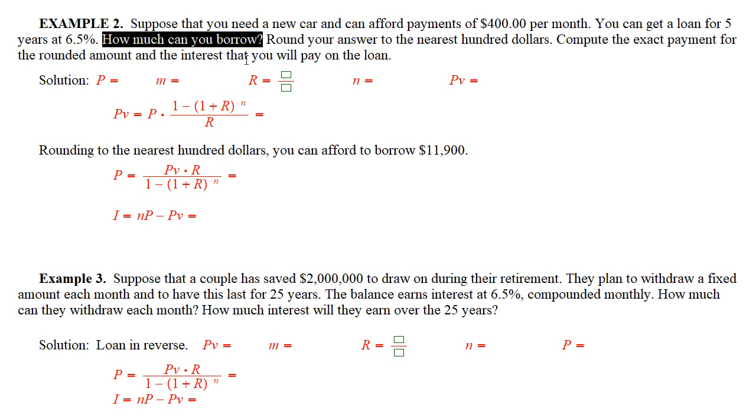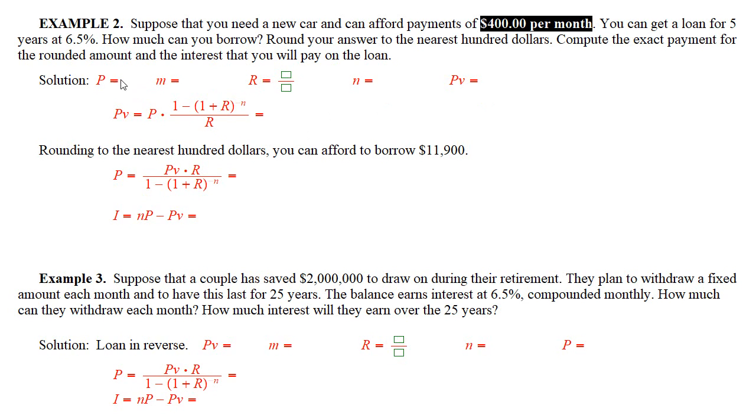That's a PV equals. So that's the PV equal formula here. The $400 per month, that is our payment. So that's 400. These are monthly payments here. Compute the exact payment for the rounded amount of interest you'll pay on the loan. Yeah, we're going to assume monthly payments. Car payments are almost always monthly.